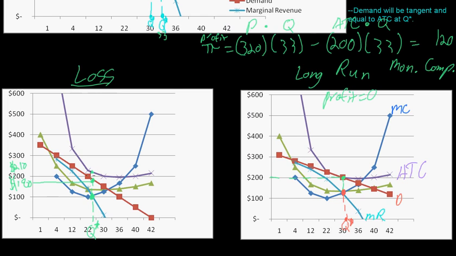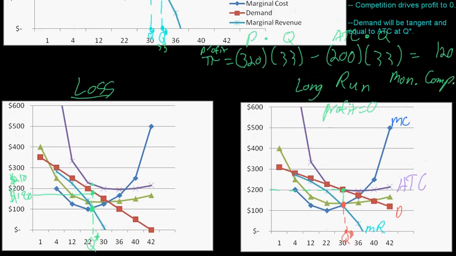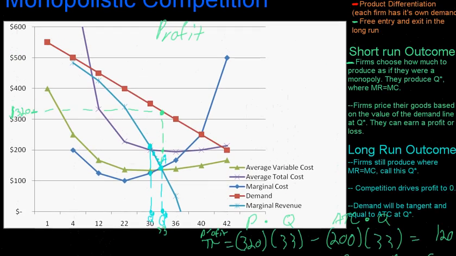And so if the firm thinks that it's going to continue to make a loss forever, then it'll just go out of business, and it'll be one of those firms that goes out of business to increase the demand. But if it thinks that the next period it might do better, then it may stay in business. So that is all that I really want to say about monopolistic competition.